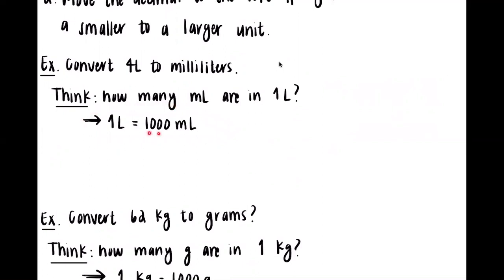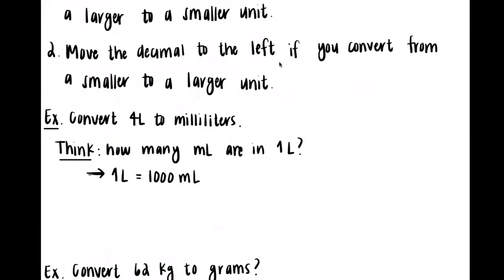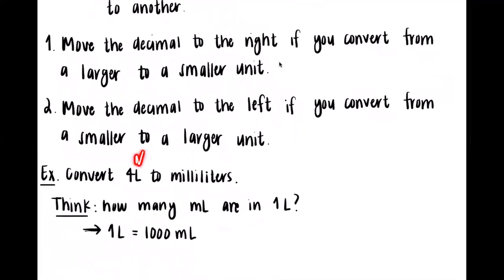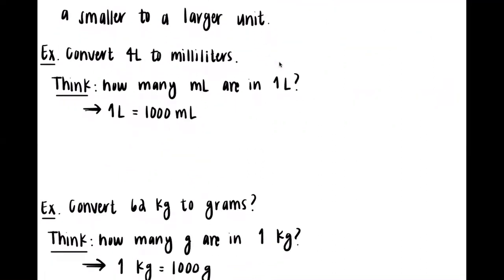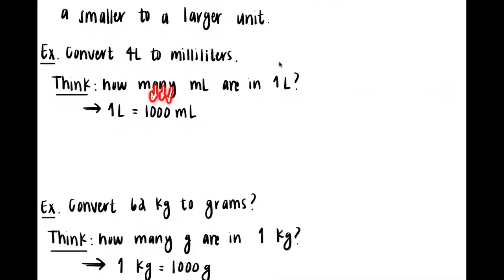So you see these zeros? That is how many times you're going to jump around. First thing we have to identify is we're going from liters, a larger unit, to a smaller unit. We want to end with milliliters. We want to be done with liters and now represent our quantity in milliliters. So we will be moving to the right. And the trick is the amount of zeros you have is how many jumps you'll be moving.